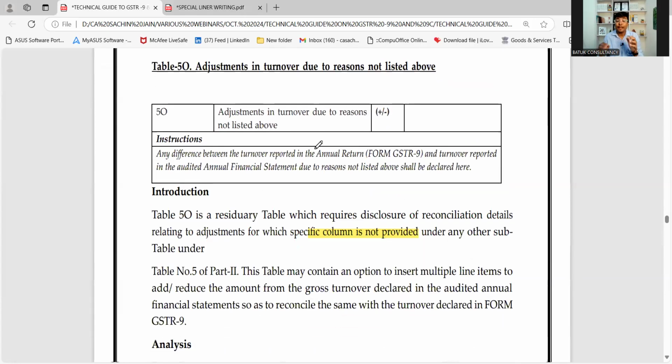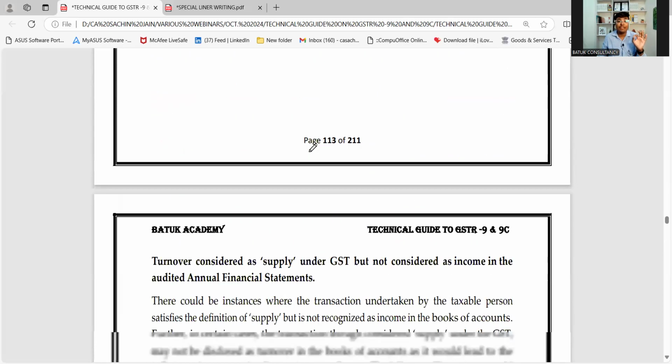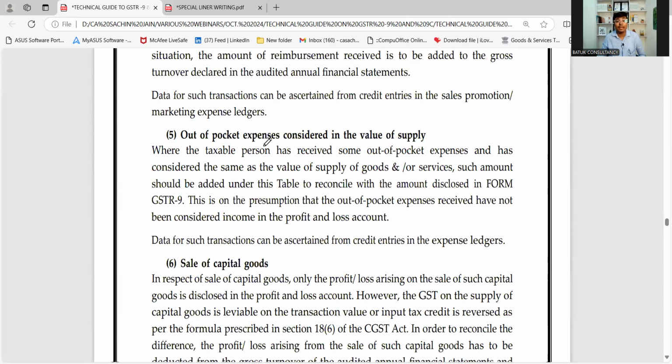That is the logic. If there is any other reason which is not listed above, in that case we need to report it here. If your difference is still coming and you are not able to find out the reason, in such a situation the same is to be reported in 5/4 so that your reconciliation will be done.